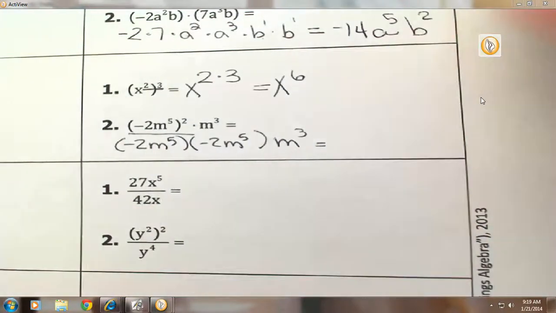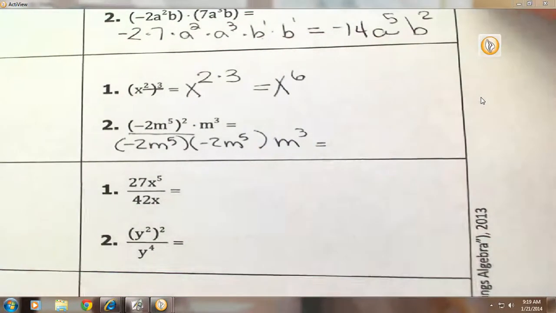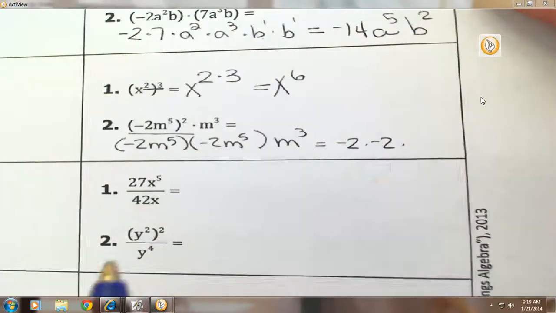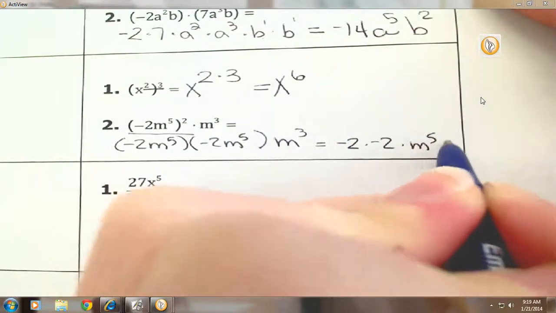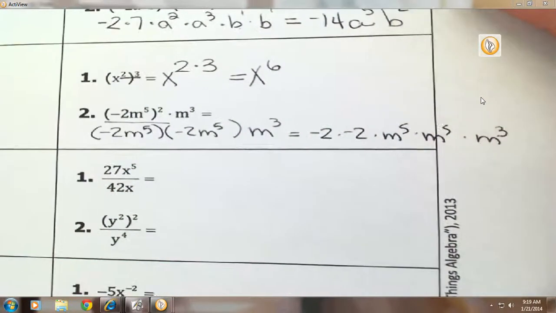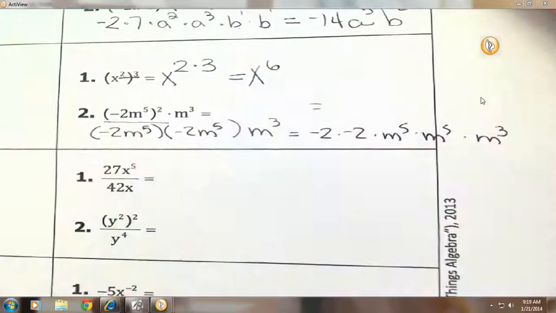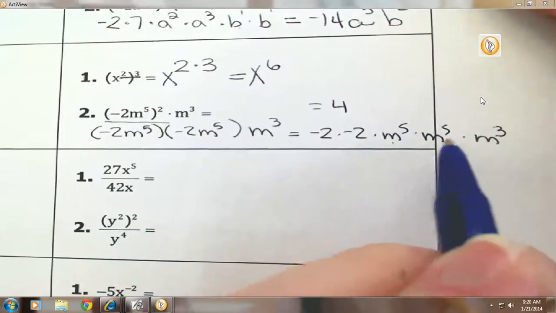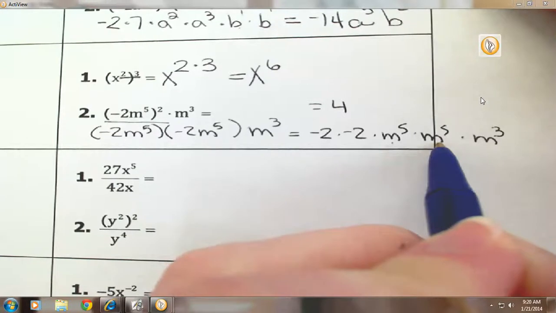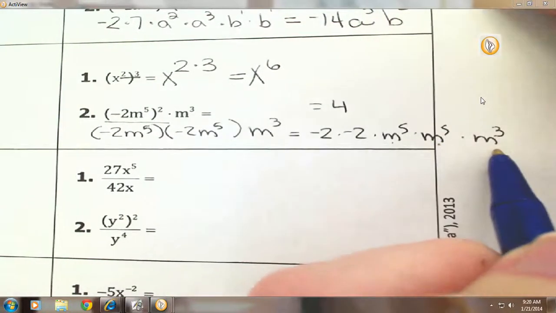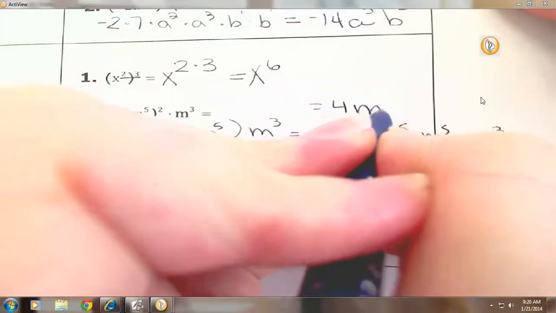So really, we can rearrange this. We can make this negative 2 times negative 2, m to the 5th times m to the 5th times m cubed. Negative 2 times negative 2 is a positive 4. M to the 5th times m to the 5th is really m to the 10th. M to the 10th times m to the 3rd is m to the 13th.